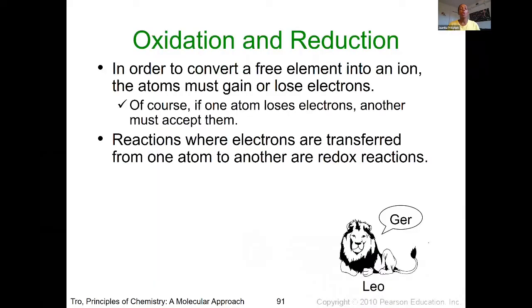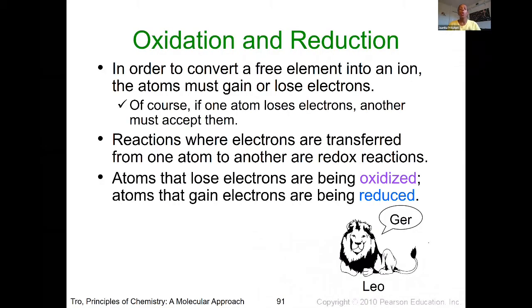What we're going to be doing is determining who in the reaction is being oxidized or reduced, and that's based on whether I have lost an electron or gained an electron. Redox reactions convert free elements into ions by either gaining or losing electrons. Remember, if somebody is losing electrons, somebody has to be available to take them and gain them.